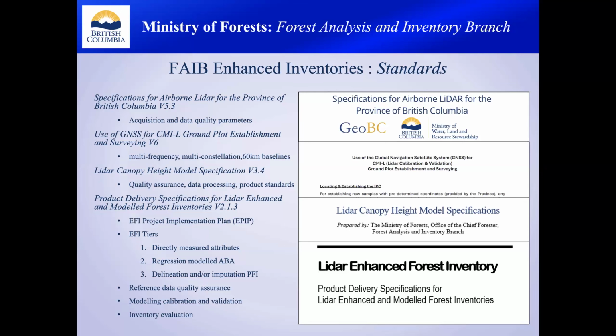Within that, there's also specifications on the different types of inventories that we're producing. So we have 3 tiers. The first tier deals with only attributes that are directly measured, so height and canopy closure. There's a second tier, which is our standard regression-based, area-based inventories. And then tier 3 includes either a stand delineation or more complicated modeling approaches, imputation, or things like that, to get at some of those attributes that have a less intimate relationship with the metrics.